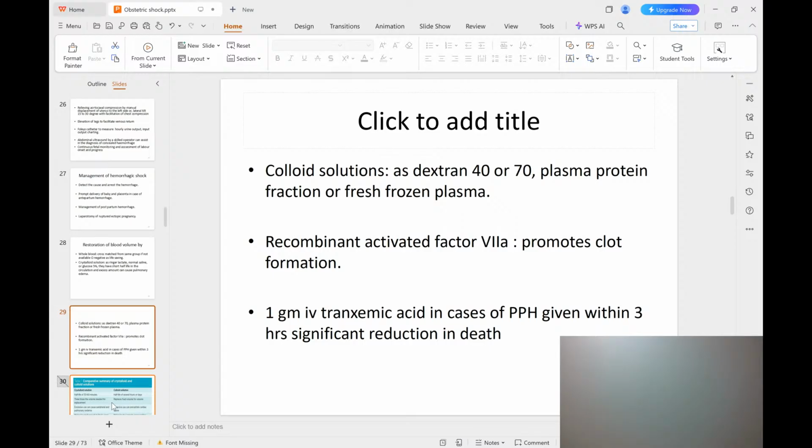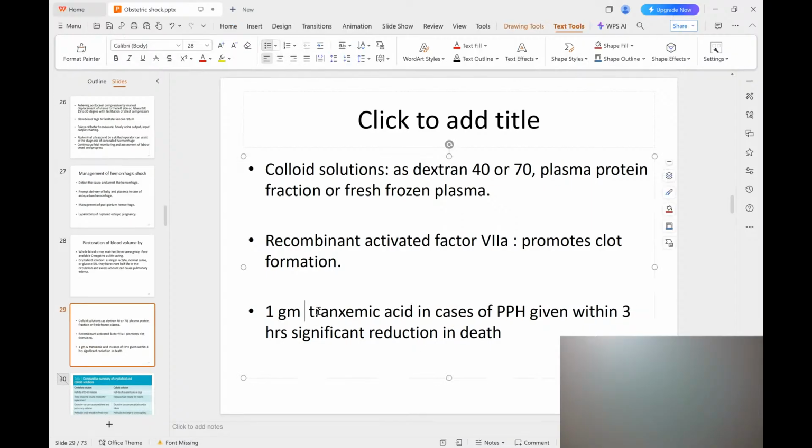And in case of refractory hypovolemic shock, we can provide recombinant factor 8, which will promote clot formation. Similarly, 1 gram IV tranexamic acid is recommended in case of PPH, and when given within 3 hours, it causes significant reduction in death.